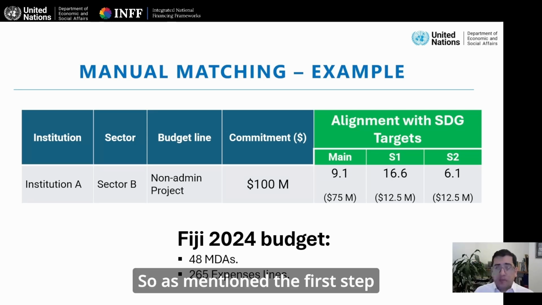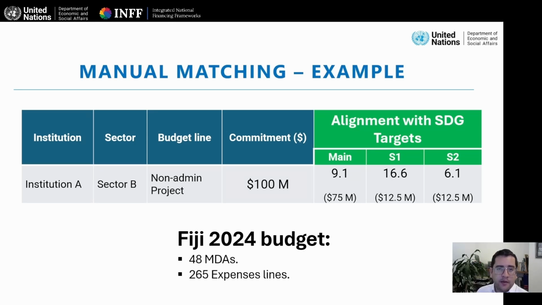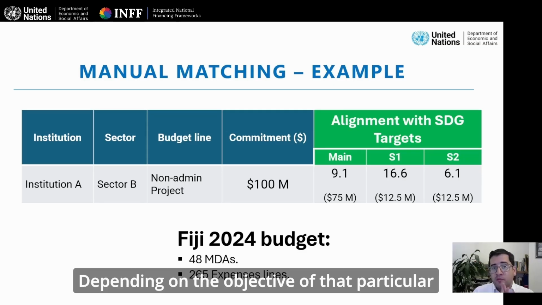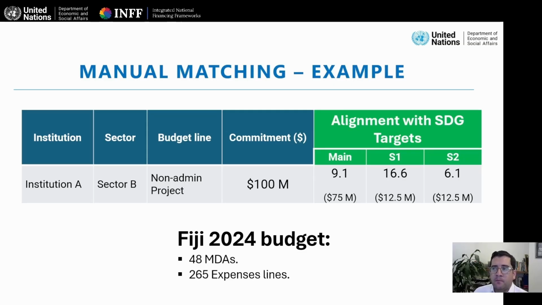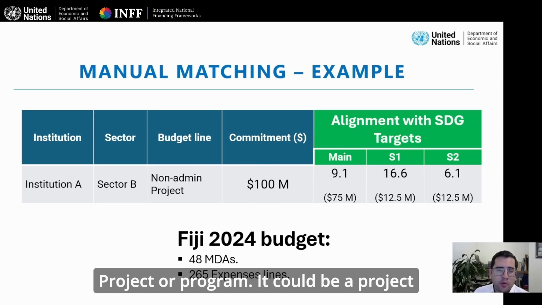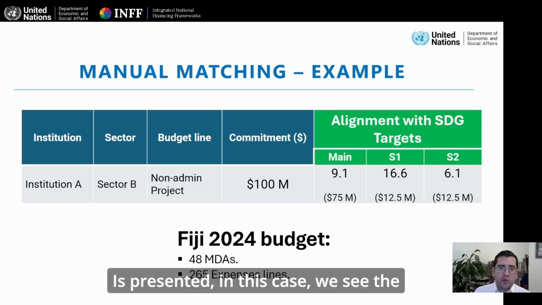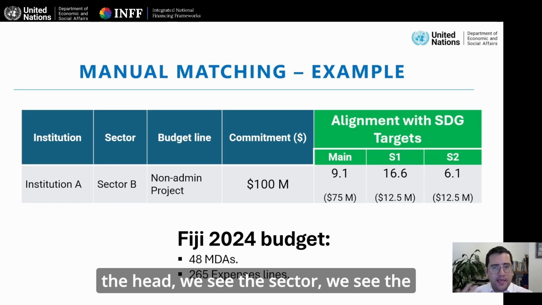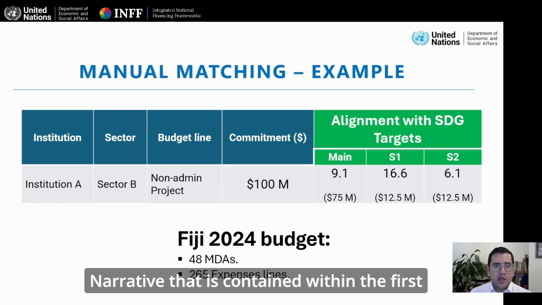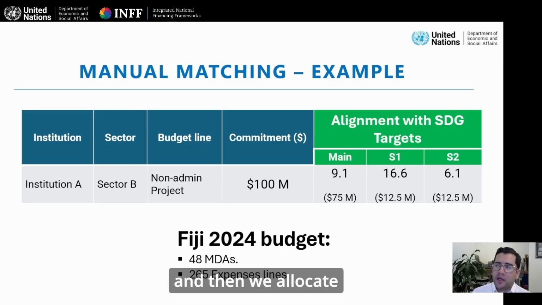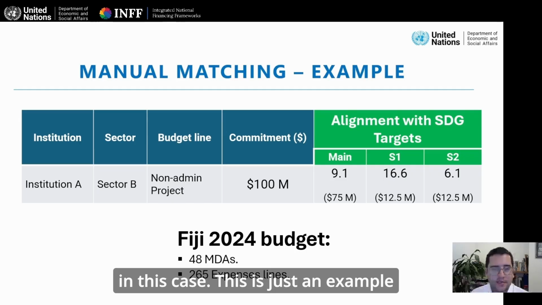So as mentioned, the first step is to allocate up to three SDG targets based on the objective of that particular ministry, and specifically depending on the objective of that particular project or program. It could be a project or a program depending on how the budget is presented. In this case, we see the head, we see the sector, we see the narrative that is contained within the first part of the budget statement, and then we allocate. In this case, this is just an example.